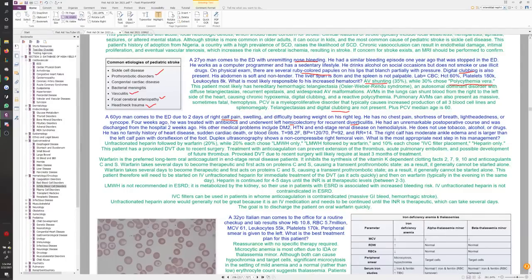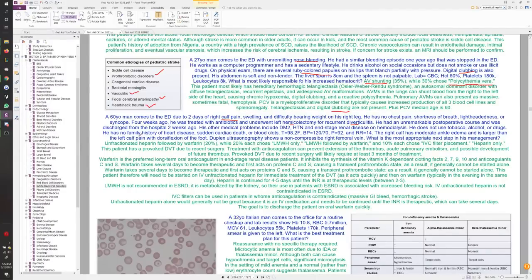His other medical conditions include diabetes, hypertension, and end-stage renal disease on hemodialysis, all of which really isn't making the case scenario any better for him. He does not use tobacco, alcohol, or drugs. He has no family history of heart disease, sudden cardiac death, or blood clots. Vitals are pretty normal. Right calf has moderate ankle edema and is larger than the left calf. Then pain with dorsiflexion of the foot.